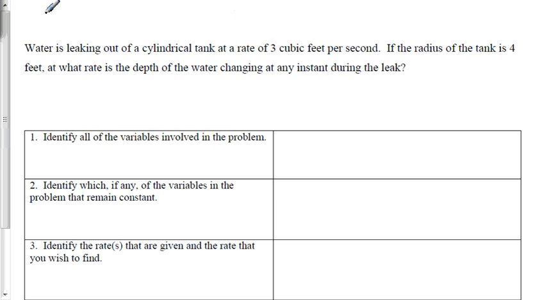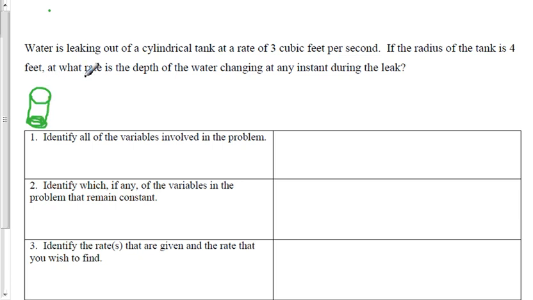Okay, water's leaking out of a cylindrical tank at a rate of 3 cubic feet per second. If the radius of the tank is 4 feet, at what rate is the depth of the water changing at any instant during the leak? So this is just a cylinder. It's like a soda can. And I apologize for my artwork. Oh, that's got to be a circle there.